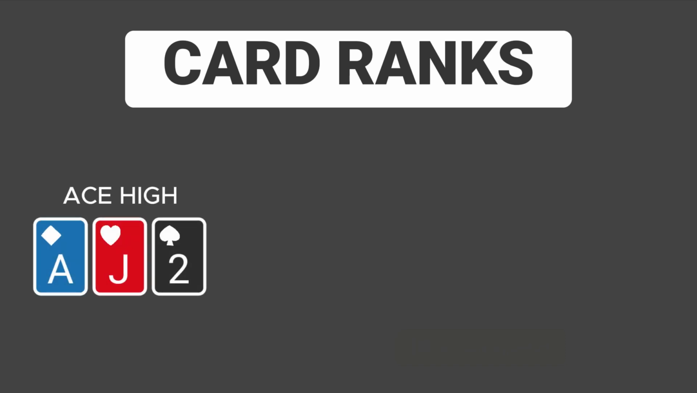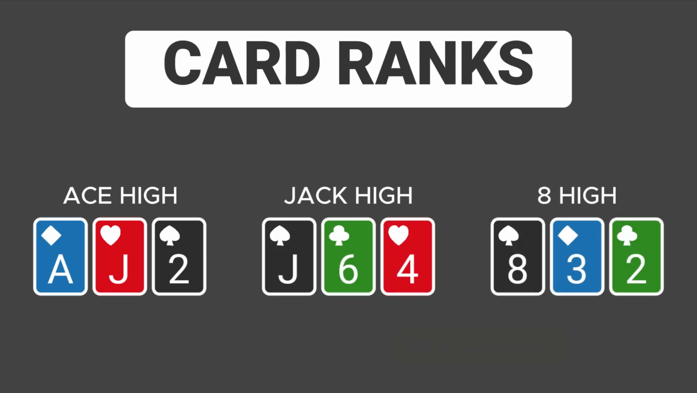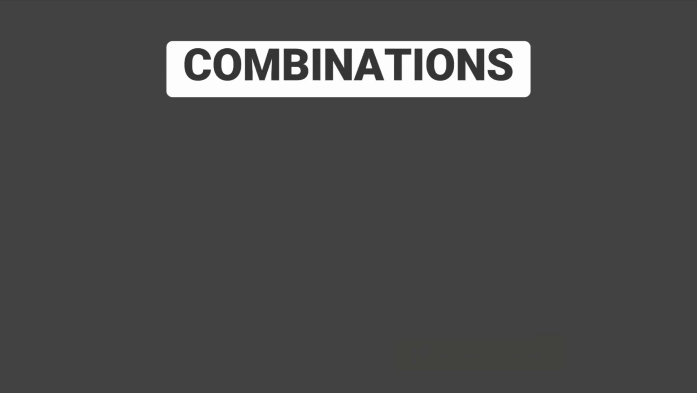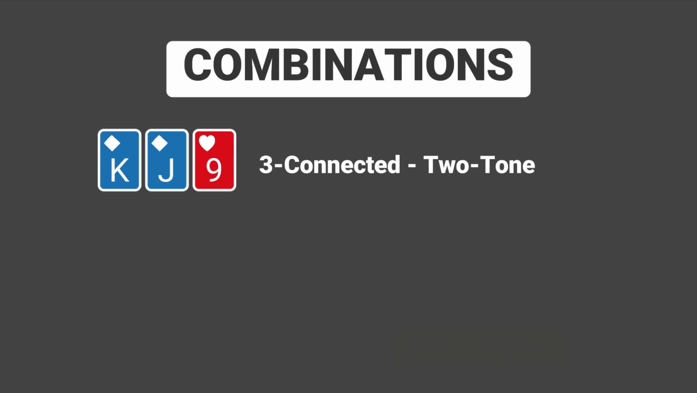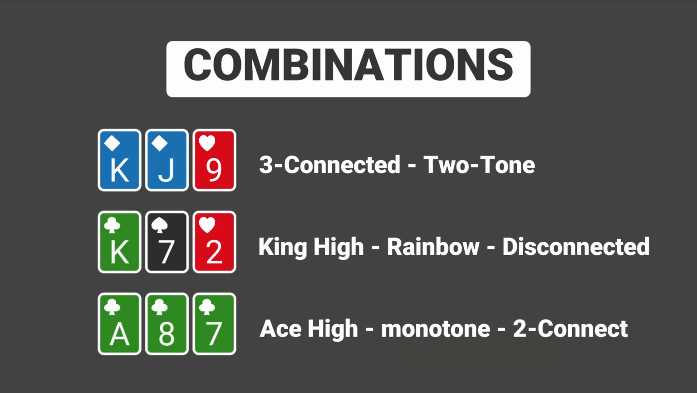Card ranks refers to how high or low the flop's cards are. The highest rank defines the flop's rank. For example, ace high, jack high, or 8 high. A flop can have a combination of textures. For example, 3 connected two-tone, king high rainbow disconnected, ace high monotone 2 connected.